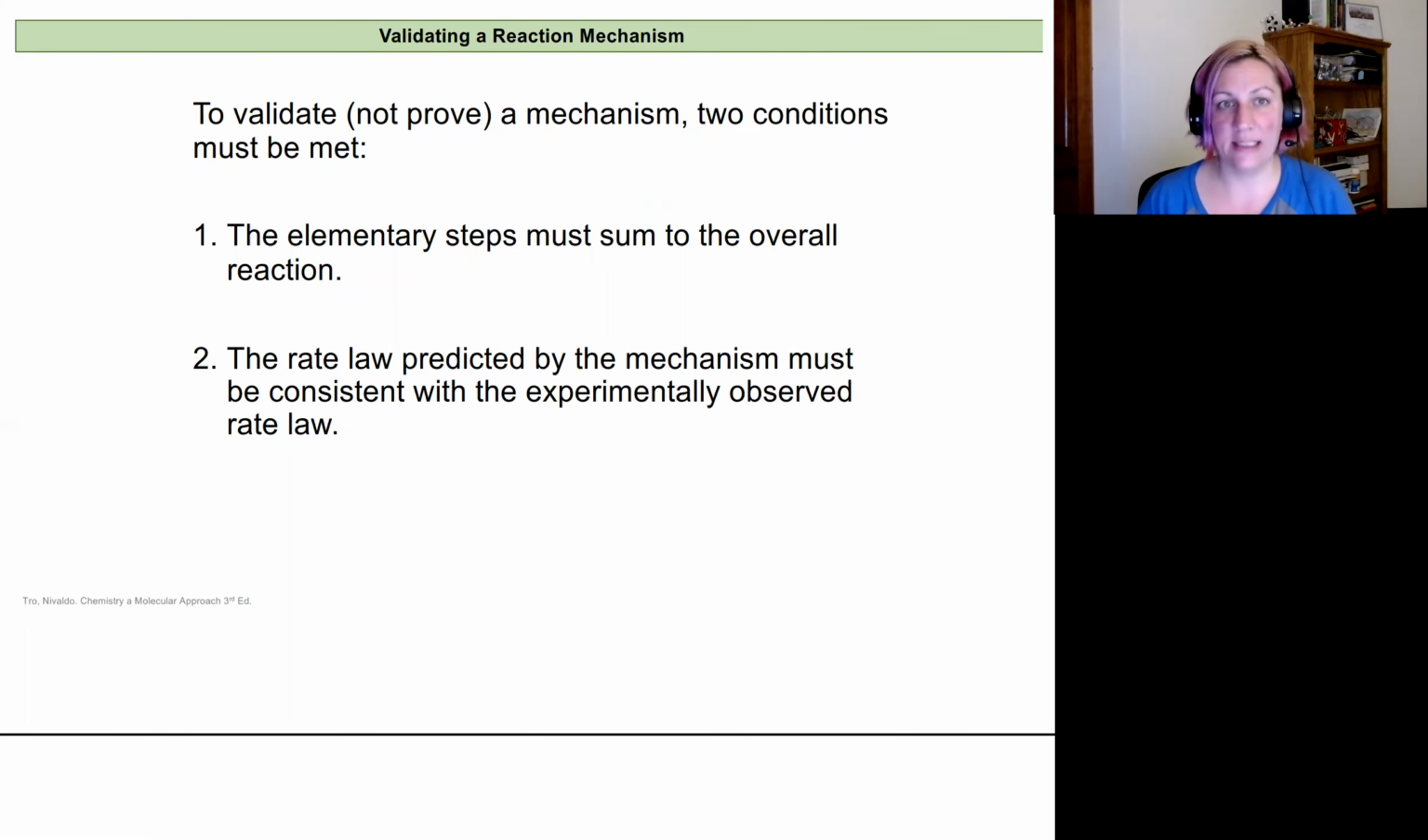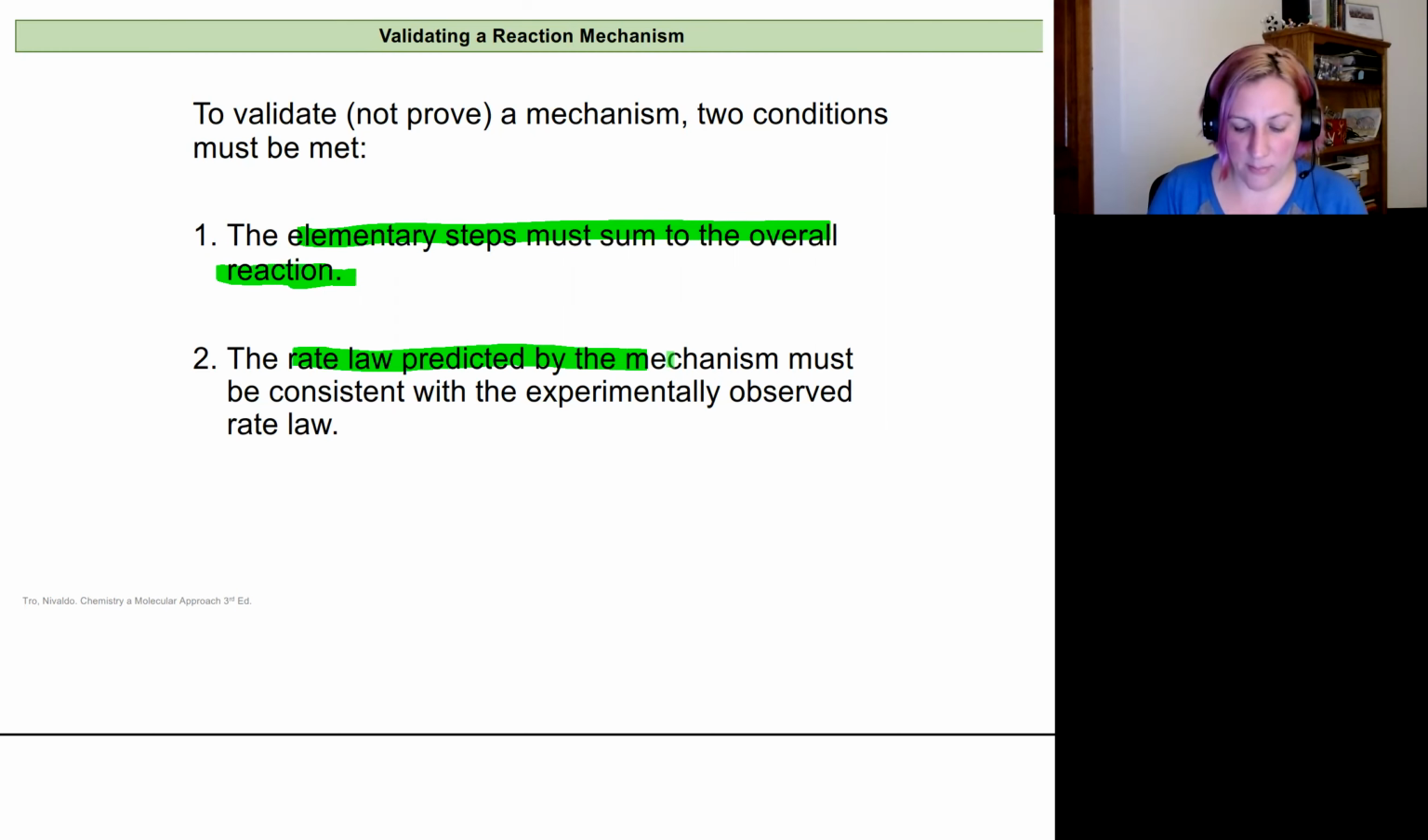So whenever we're validating a mechanism, we're not proving it, right? We're validating it, which just means this is reasonable. We need to make sure that two conditions are met. One, we need to make sure that the elementary steps add up to the overall reaction. If they don't add up to the overall reaction, then we can't even really begin to do more work on this because we just have a different reaction. And second, the rate law that's predicted by the mechanism needs to be consistent with the experimentally observed rate law.